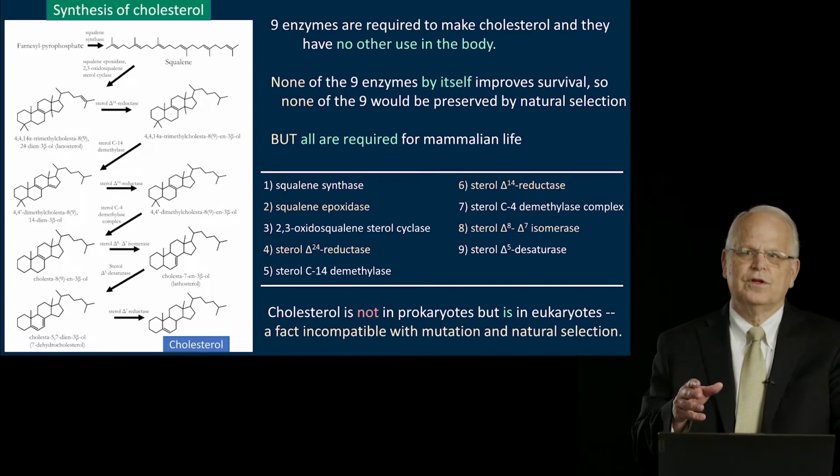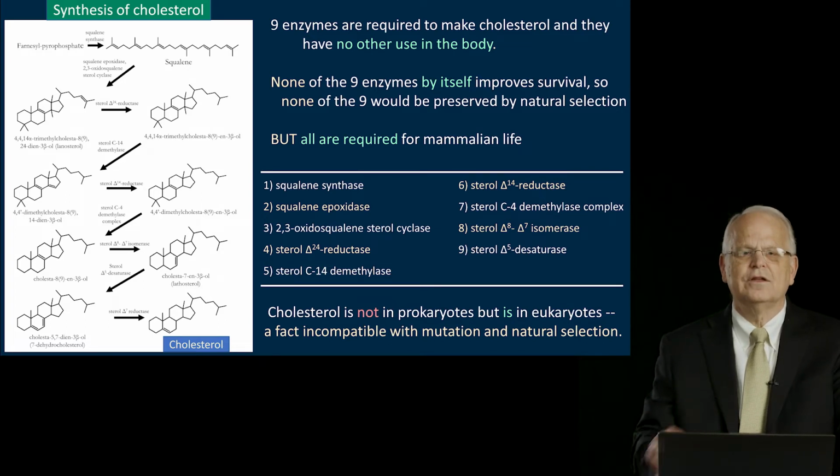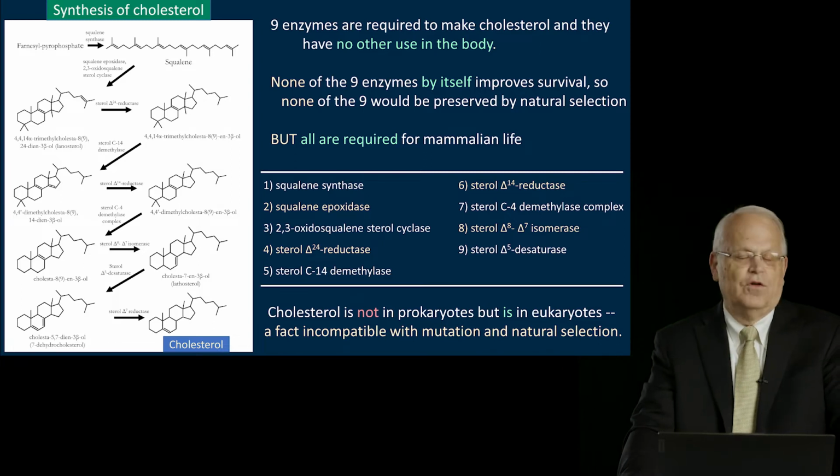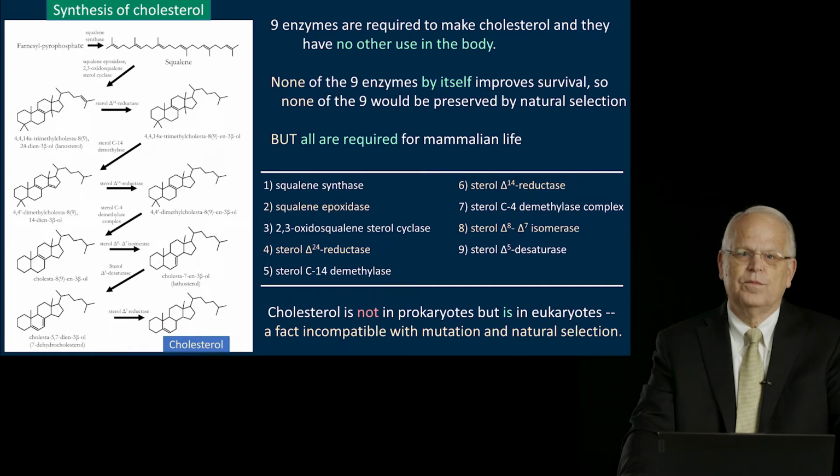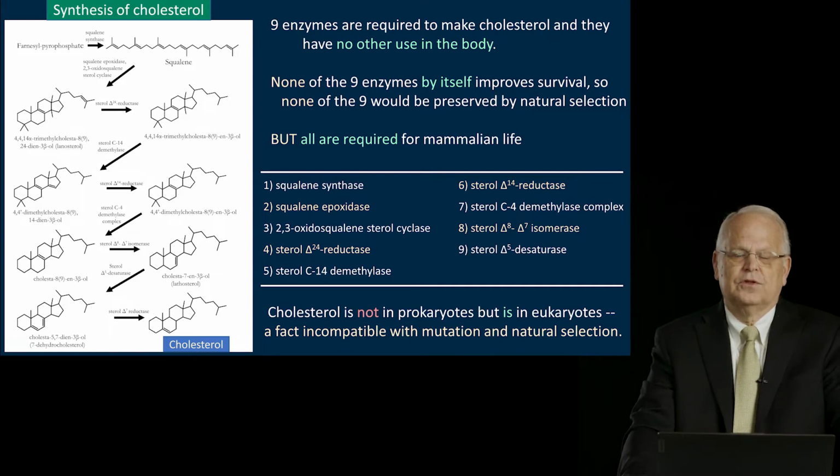They have no other use in the body, and the intermediates in the cholesterol pathway have no function other than to make cholesterol. So none of the 9 enzymes by itself improves survival. So none of the 9 enzymes would be preserved by natural selection. But all are required for mammalian life, and you and I would be dead if we could not have cholesterol inside of us. So this again is another multi-component system that natural selection and mutation with natural selection just simply cannot account for.